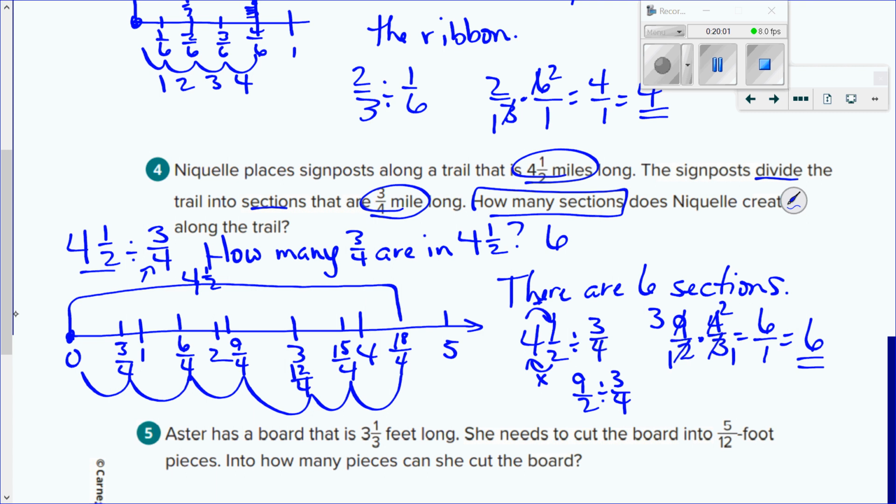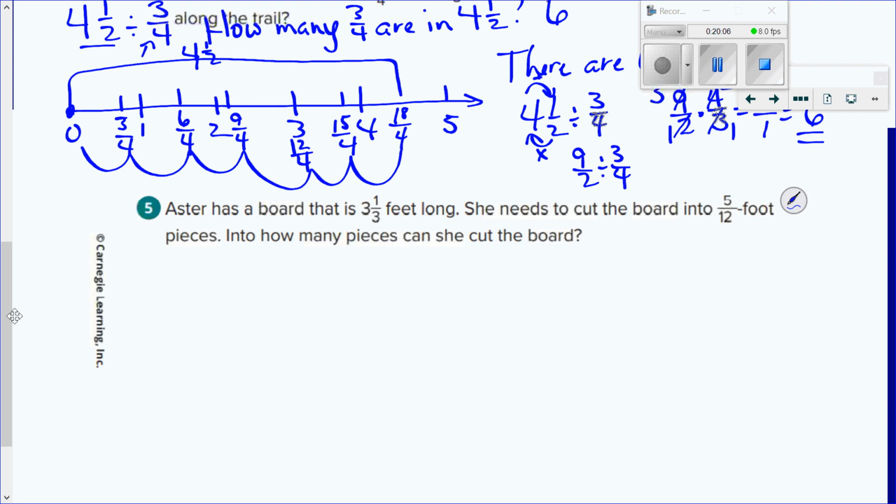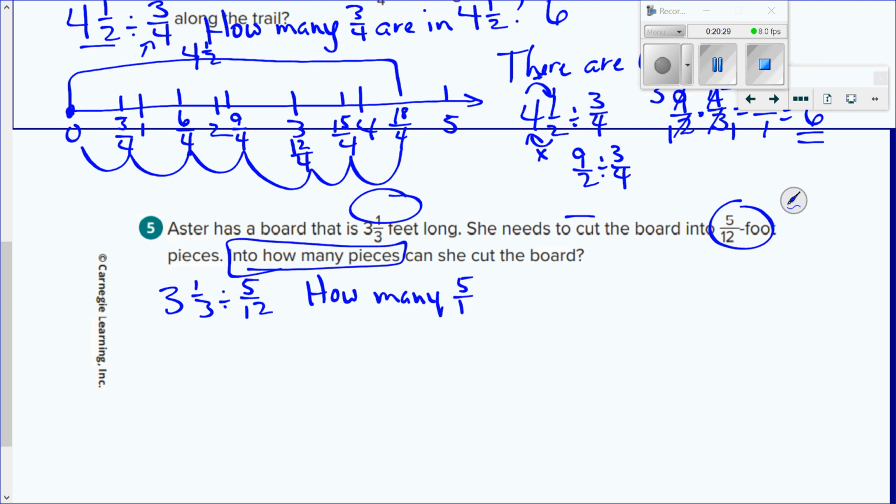Make sense? Okay, one more model. Astor has a board at 3 1/3 feet. She needs to cut the board into 5/12-foot pieces. And how many pieces can she cut? So again, we start by writing your division problem, 3 1/3 divided into 5/12 sections. So my mathematical question, how many 5/12 are in 3 1/3? Does that make sense, given the problem? Yep, so I did it right.